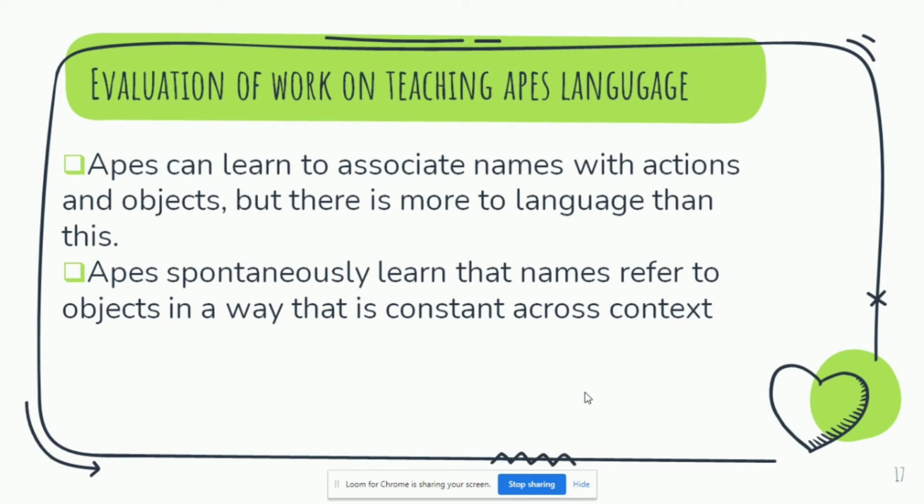So, evaluation of work on teaching apes language. At first sight, these attempts to teach apes human-like language look interesting and quite convincing. If we look at them in terms of Hockett's design features, all of the important ones appear to be present. Specific signs are used to represent particular words, and apes can refer to objects that are not in view. So the issue of semanticity, whether or not the signs have meaning for the apes, is a controversial one to which we shall return. Apes spontaneously learn that names refer to objects in a way that is constant across contexts.